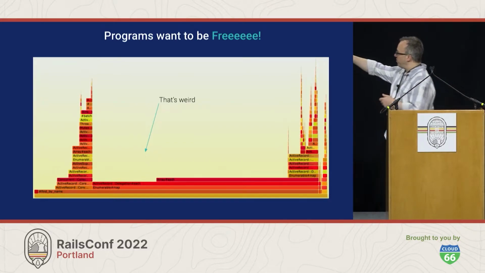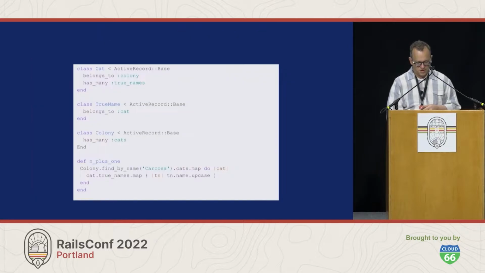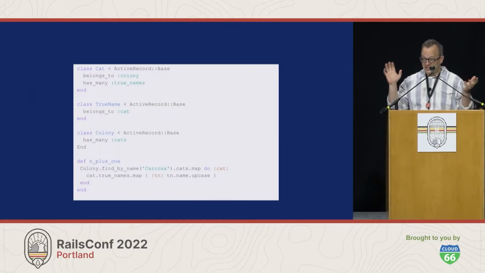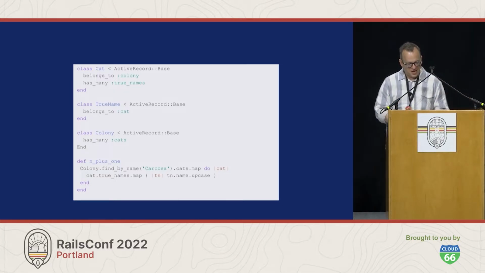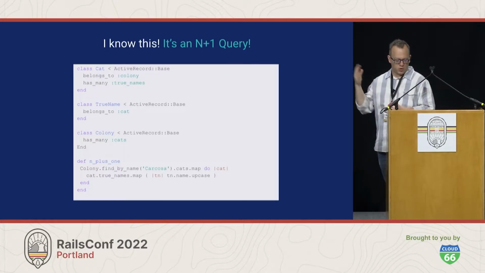So this is our first flame graph, and what do we think that this shows? And this is the code that produces that flame graph. Any ideas from the audience? No? Okay. All right. So this is a picture of an extremely common performance problem in Rails, the n+1 query.